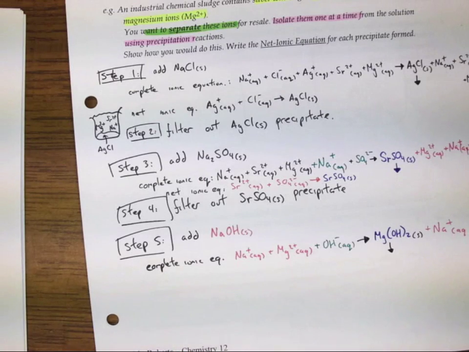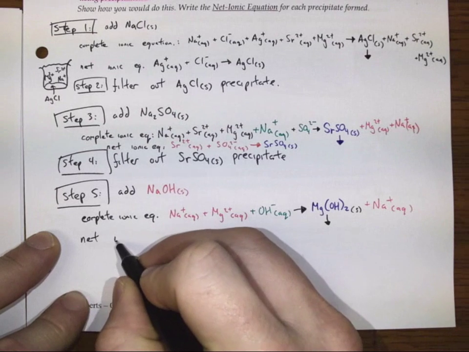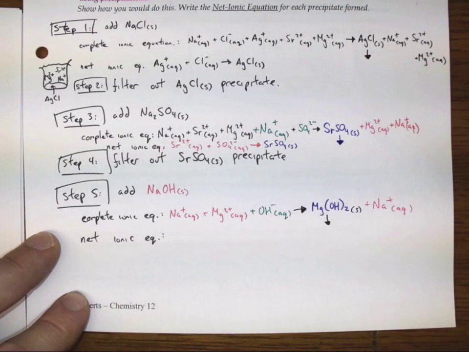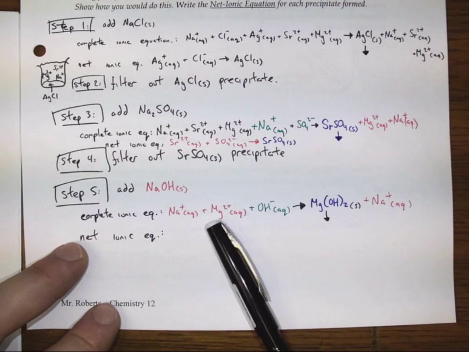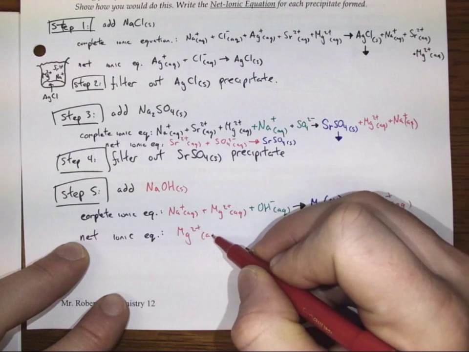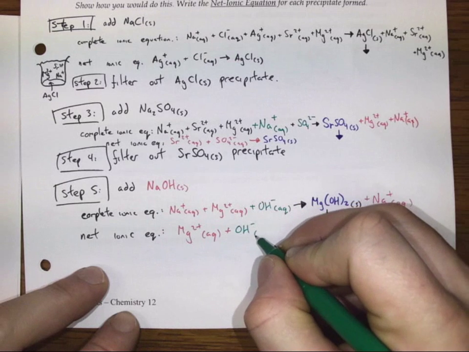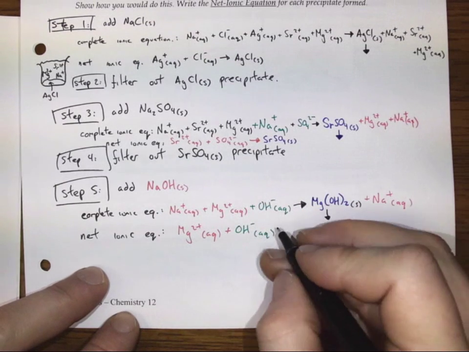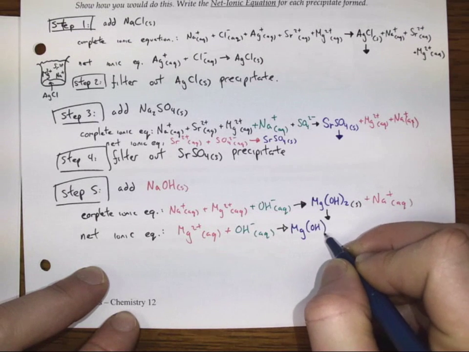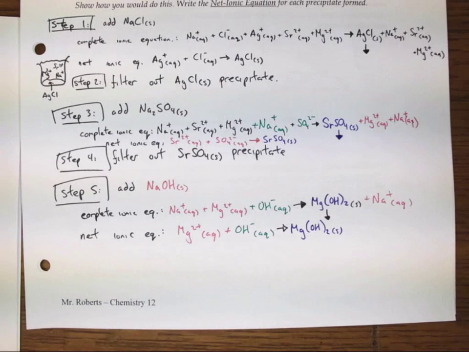Okay, and the net ionic equation here is magnesium aqueous plus our hydroxide. That's going to form magnesium hydroxide. That's a solid. Okay.